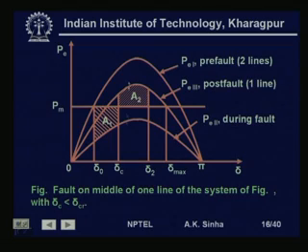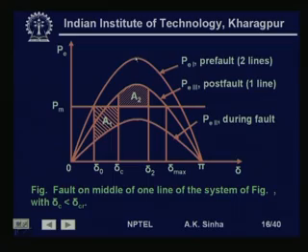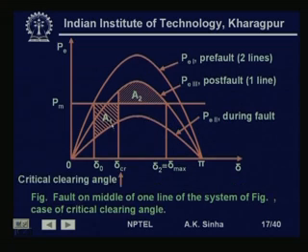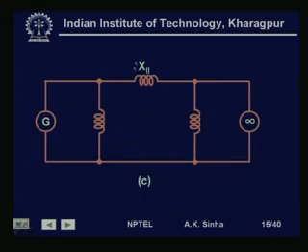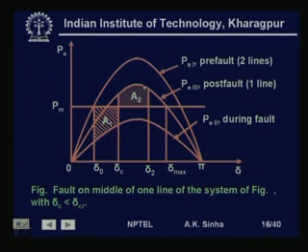So, now we have 3 parts. First part is pre-fault, which is E dash V by x d dash plus x 1 and x 2 in parallel. So, that is the pre-fault power angle characteristics that we have. Then we have during fault characteristics, which is given by E dash V by x 2 into sin delta.